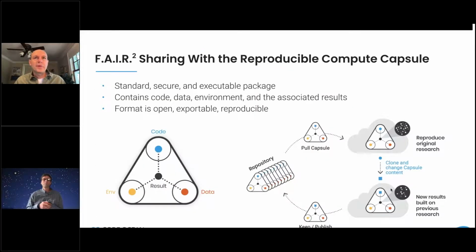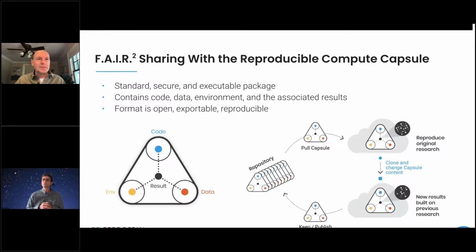Yeah, so before we dive into the most exciting part of the webinar, which is the actual compute capsule, which is open, just a few words about what is a compute capsule, what is CodeOcean. CodeOcean has developed a technology we call the compute capsule, which is basically a secure and standard package that comprises the three most essential elements of any computational work. It's the code, the data, the computing environment in the form of Docker, and the associated result.